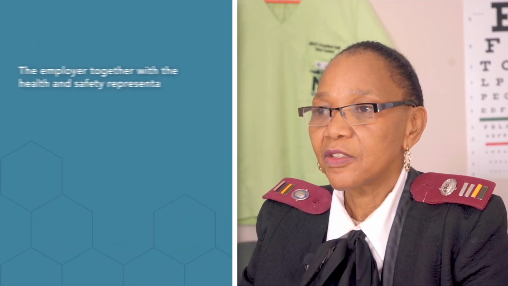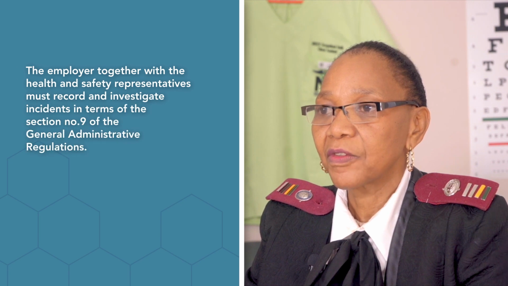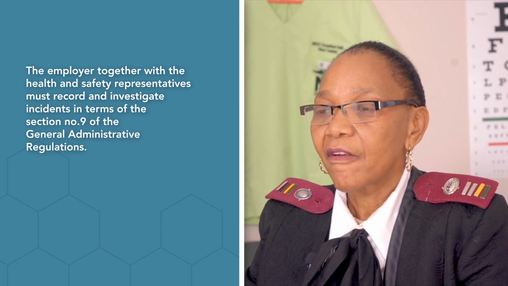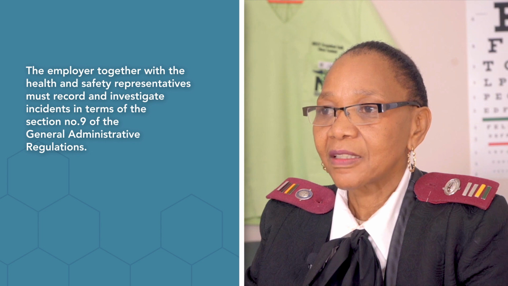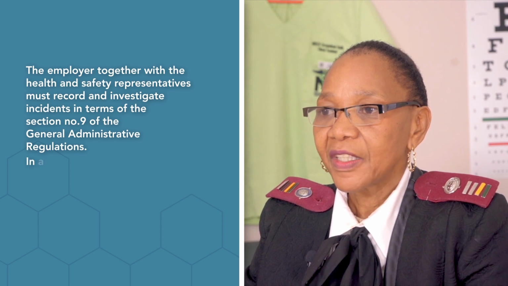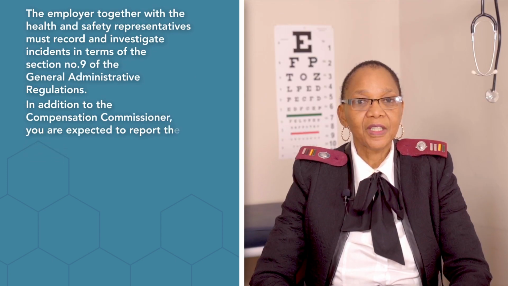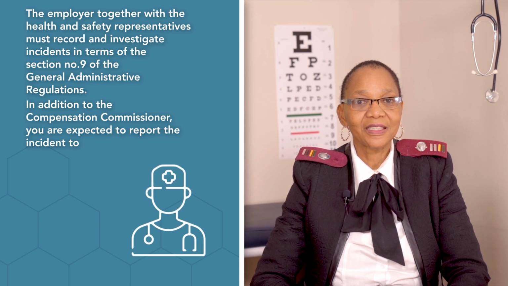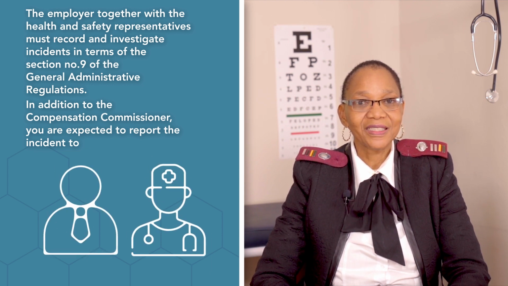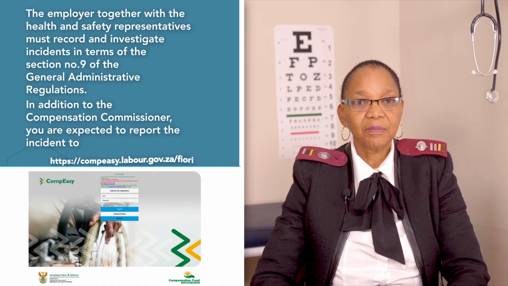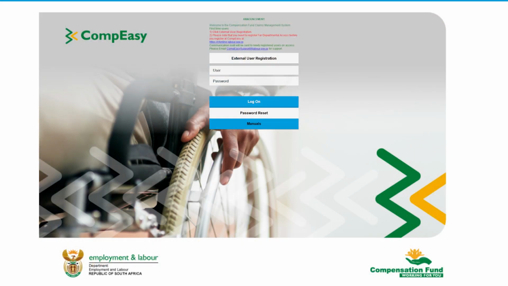Now, when you go further into the general administrative rules, you'll find that under clause number 9, it says it is imperative that the health and safety representatives, with the employer, report all the incidences to the Department of Employment and Labor in writing.